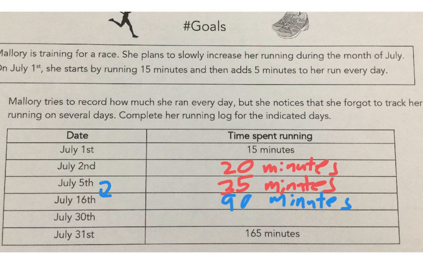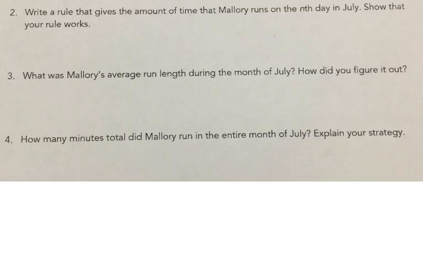I would do this one a different way, actually. Yeah, that's exactly how I would do it. Because I know on the next day she ran 165, so it would be 5 less than that. So there's our table for Mallory. Now write a rule that gives you the amount of time that Mallory runs on the nth day in July. Show that your rule works.